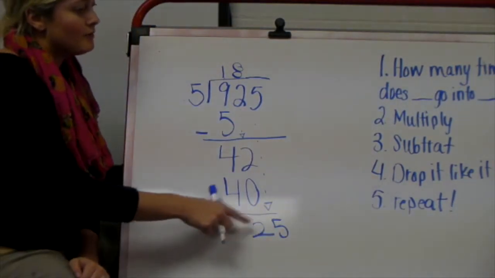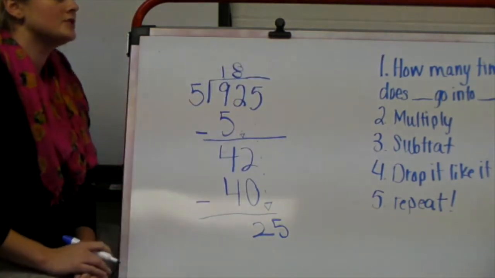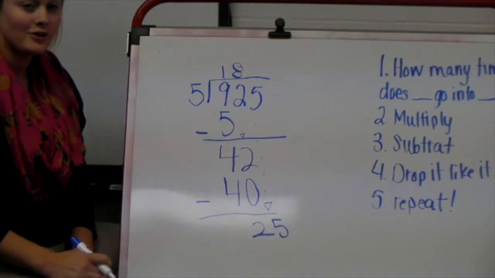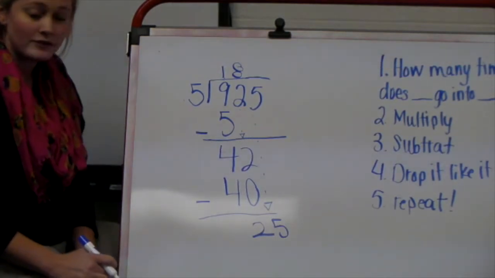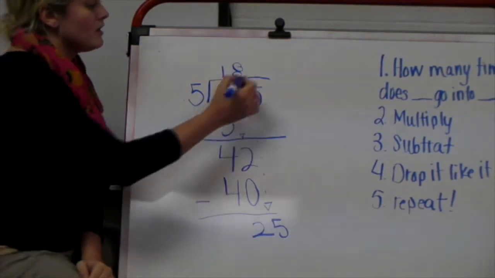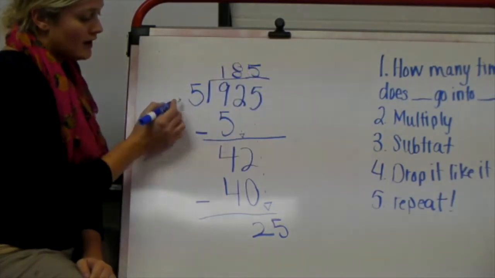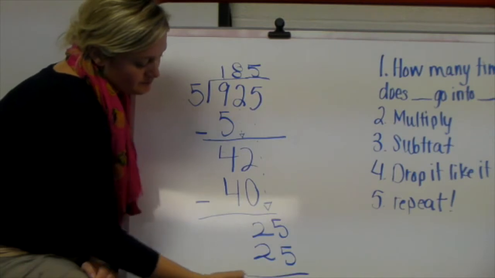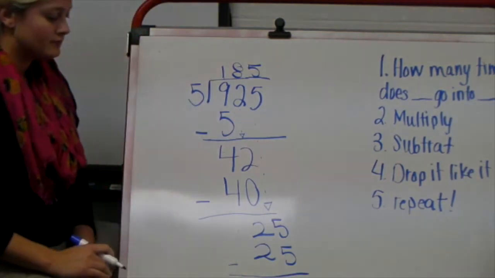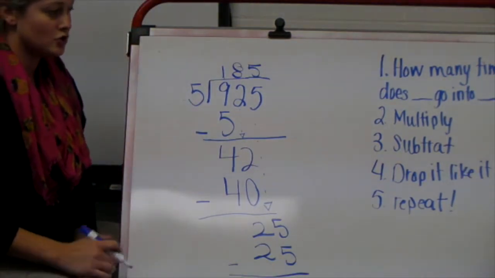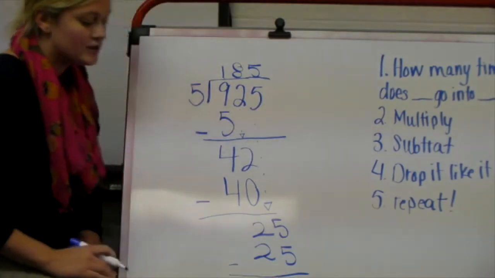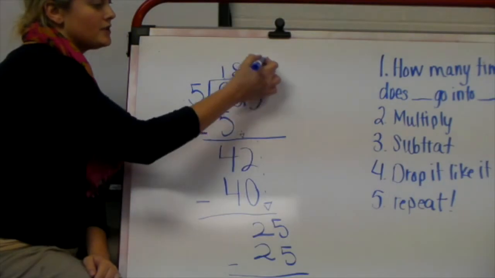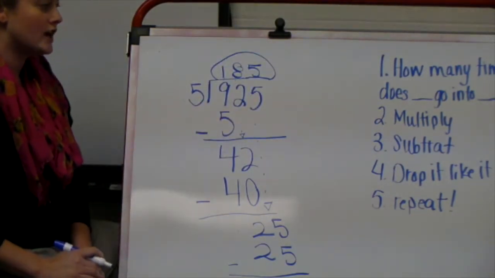5 can, now my next step to repeat up to step 1, how many times can 5 go into 25? I know that 5 fits into 25 perfectly 5 times. 5 times 5 is 25. Next step is to subtract, and I don't have any remainders, it subtracts evenly. So my answer is up here at the top, 185.